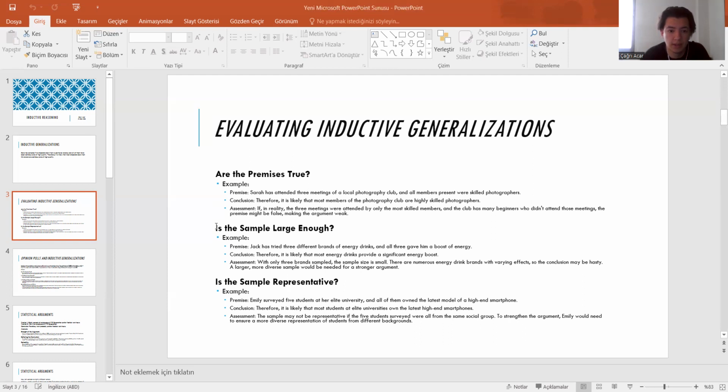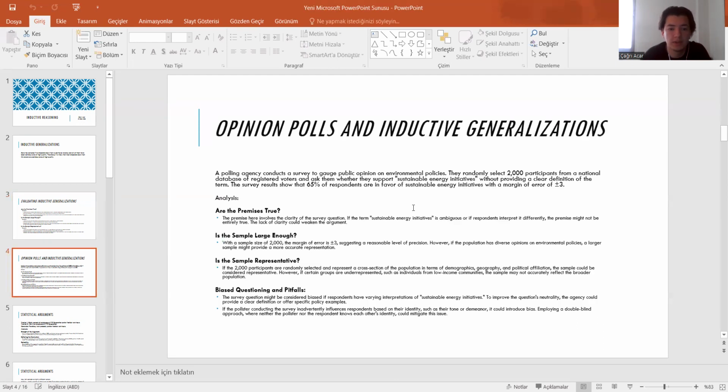There is an example on the screen, as you can see. For the above: are the premises true? Is the sample large enough? Is the sample representative? You can read it. I'm not going to read it right now. These examples demonstrate how considering the truth of premises, the size of the sample, and its representativeness are crucial in evaluating the strength of inductive generalizations.